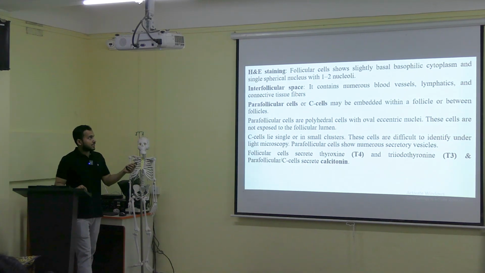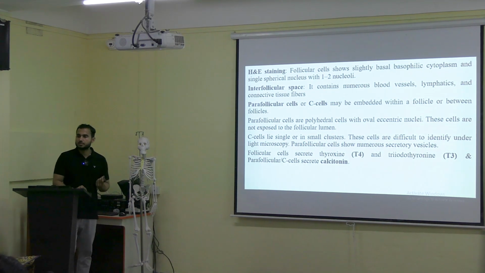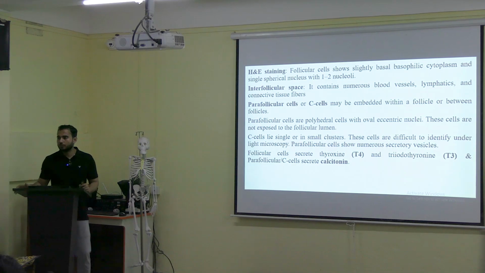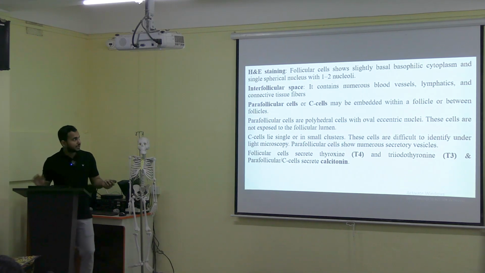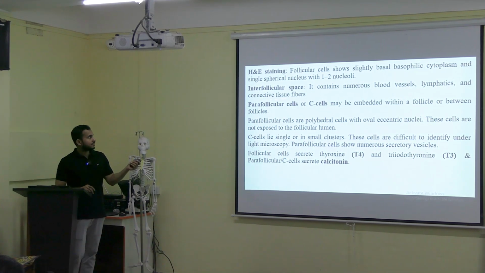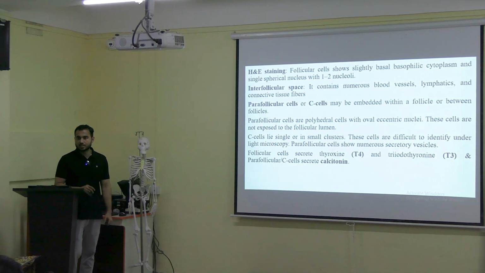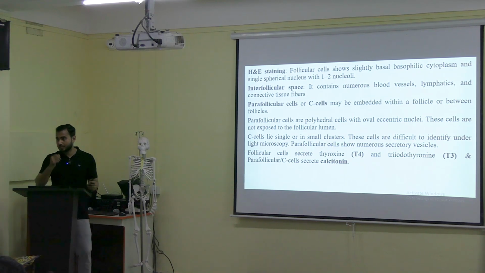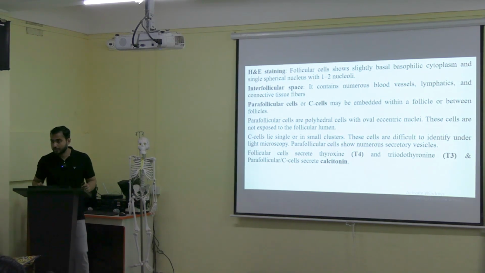Next, the interfollicular space is there. What is the meaning of interfollicular space? The space between the follicles. In that, numerous blood vessels, lymphatics, and connective tissue fibers are present. Next, in the interfollicular space, we are getting the parafollicular cells, also called C cells.